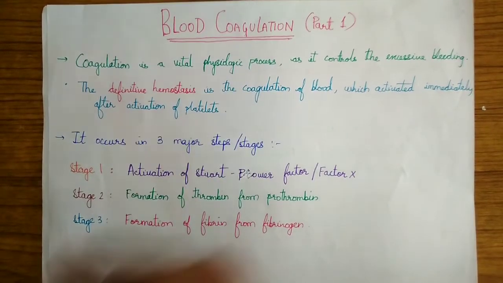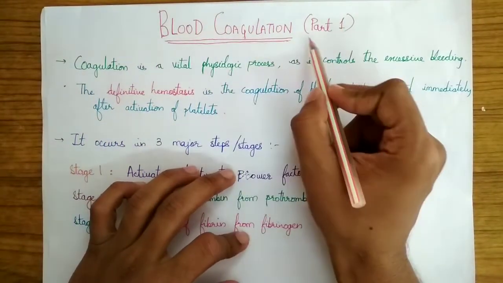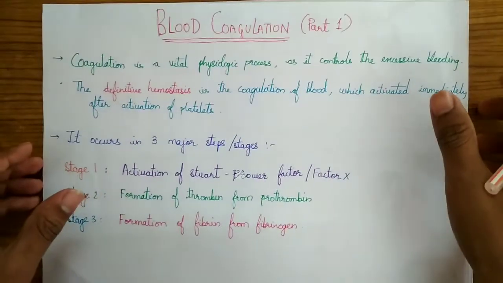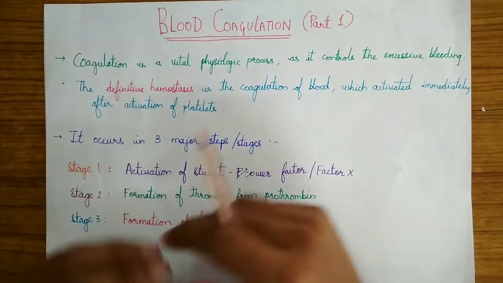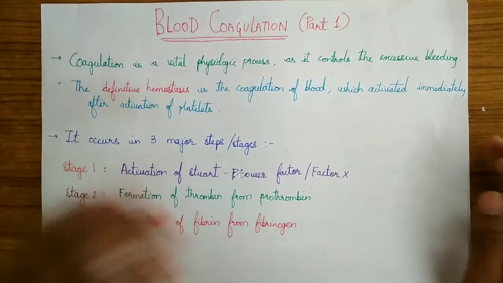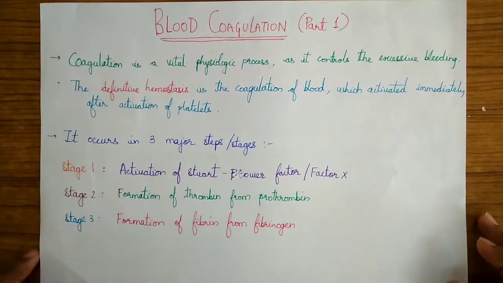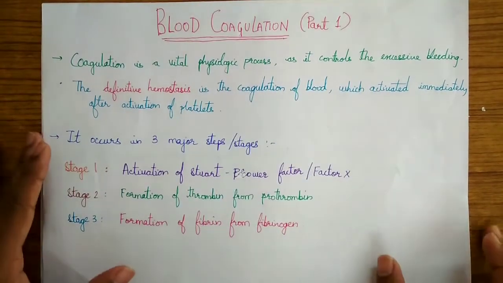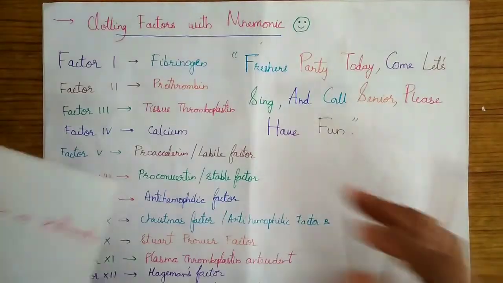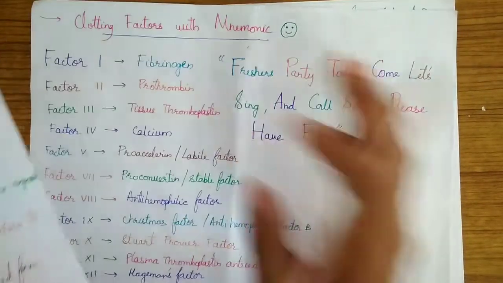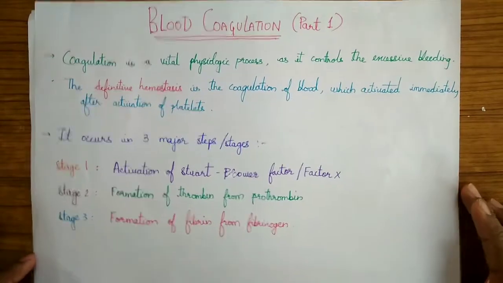Today I will be talking about the topic blood coagulation. This is the first part of this topic. I will upload the next part in the next video. The blood coagulation topic is very important and can be asked in the board examinations for 5 marks or also for 10 marks. In this video we will be talking about the mechanisms of blood coagulation and how to remember the clotting factors with some mnemonics. So let's start.